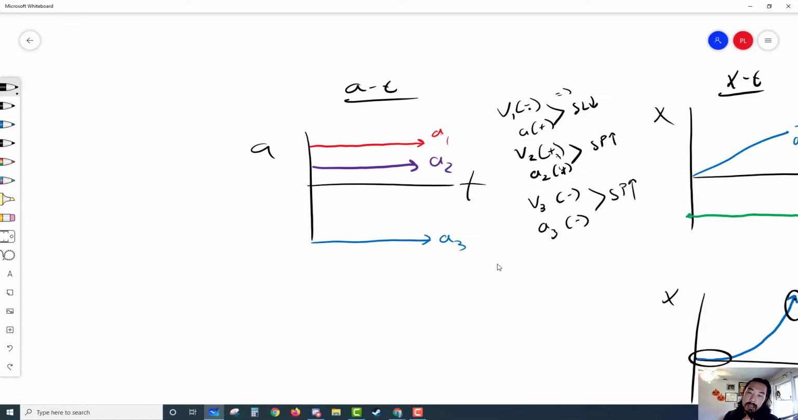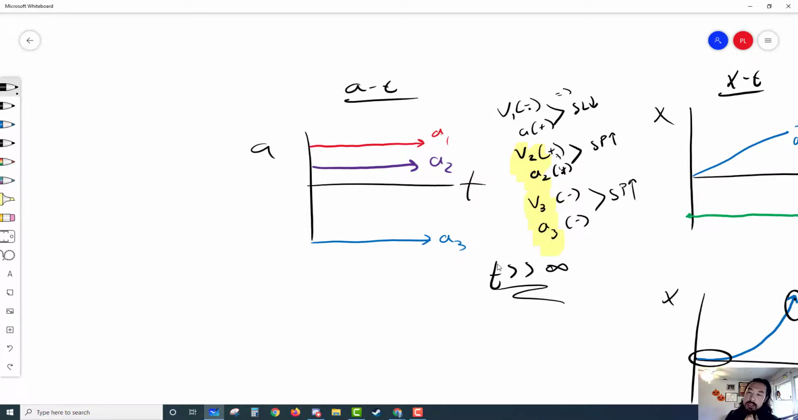Now, if the problem were to ask us to compare V2 versus V3, or object 2 versus object 3, over a very long period of time, they usually write this as t approaches infinity. These two greater than symbols mean a really, really long time. As t approaches infinity, which object will have the greater speed?